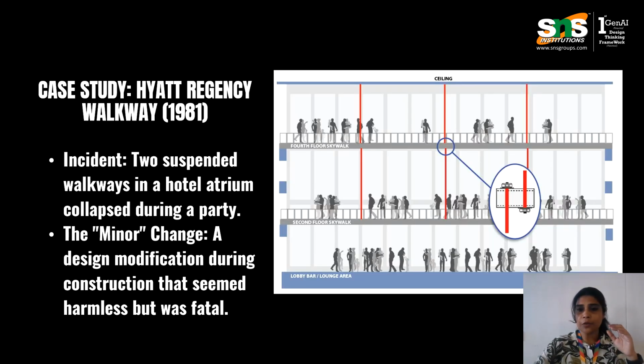So, can we go across a small case study on the Hyatt Regency Walkway? The Hyatt Regency in Kansas City was hosting a tea dance where hundreds of people were on the suspended walkways overlooking the atrium, as you see in the picture. Suddenly, a loud crack echoed through the room, and the walkways collapsed onto the dance floor below. At that time, 114 people died.